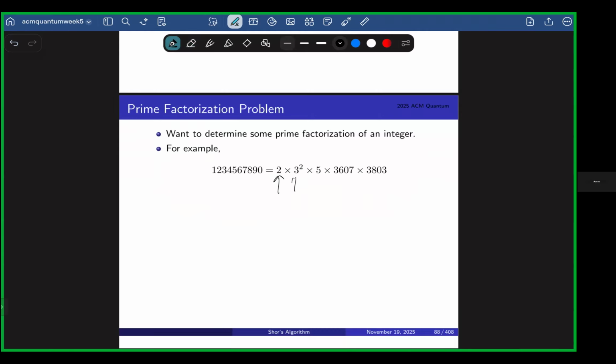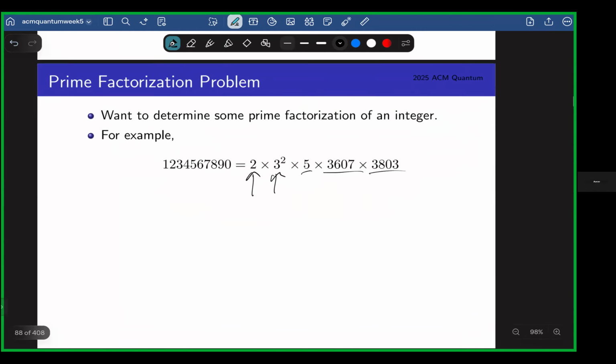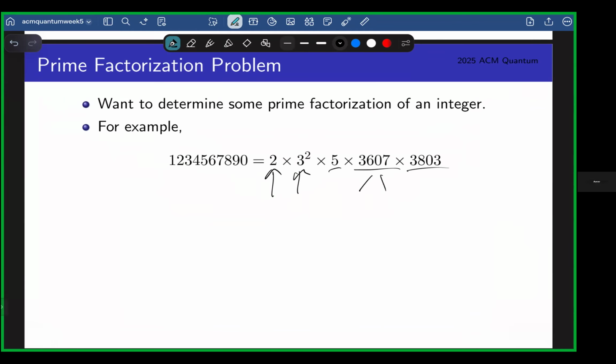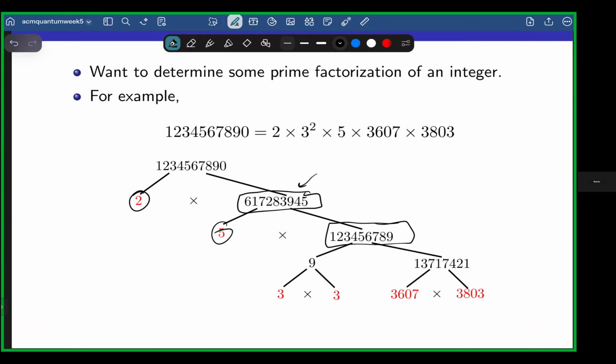Also, on prime numbers, it basically means that you can't decompose it any further. So it can't be a multiple, it can't be a product of two other non-trivial numbers. And then here's a tree diagram to show that. So this number can be represented as 2 times this number, and then this 617 million can be 5 times this 123 million, and then this 123 million is 9 times this, and then you eventually hit the leaves of the tree, and that's your prime factorization.